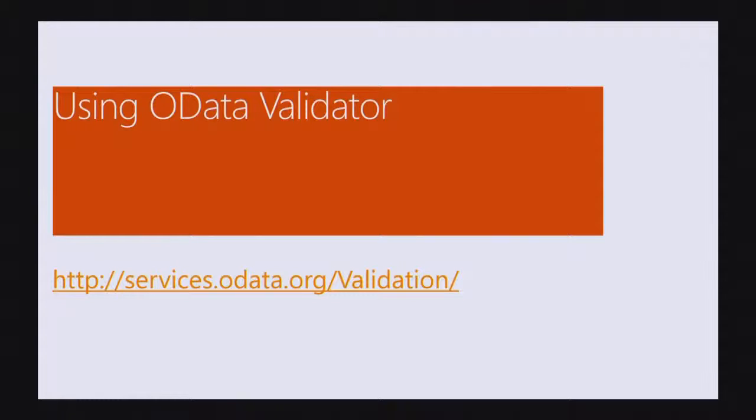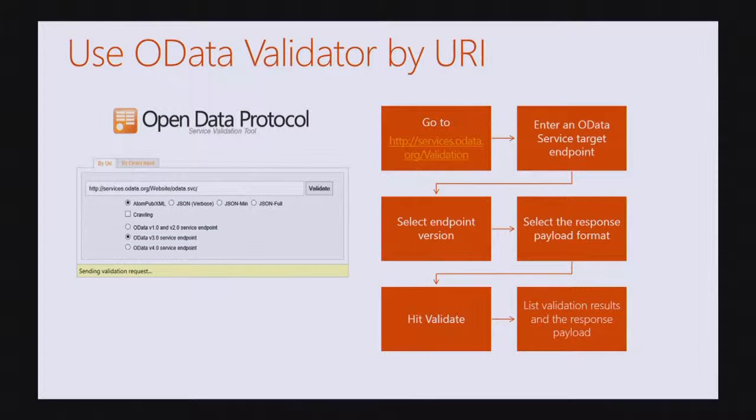Here's the URL for getting to the validator. There's an instance of it hosted on services.odata.org/validation. So you can go there and you can use that tool if you don't want to build it locally and run it locally. All right, so how does it work? How do you use the OData validator URL? Well, the first is you can use it just by giving it a URL. And you have the ability to validate either an Atom format, a JSON format, JSON minimal format, JSON full format.